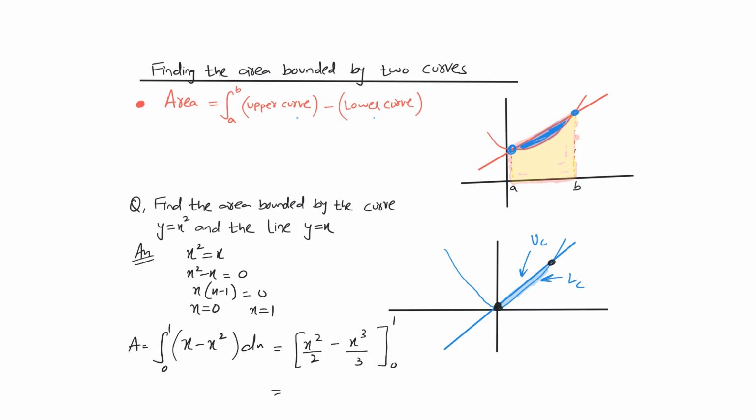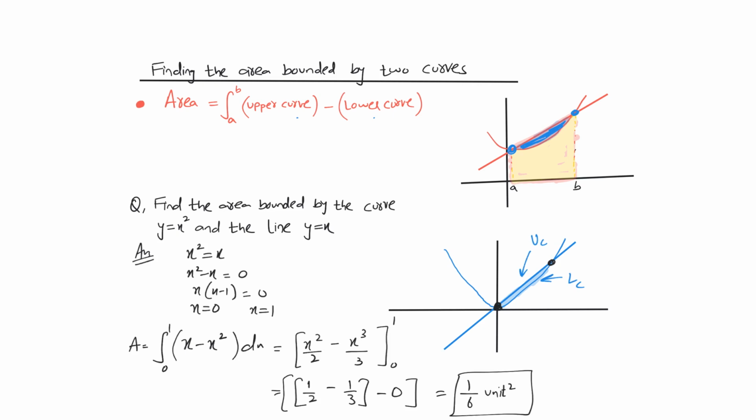When you plug in the limits, you get 1 over 2 minus 1 over 3, and when you plug in 0 you get 0. So the area is 1 over 6 unit square.